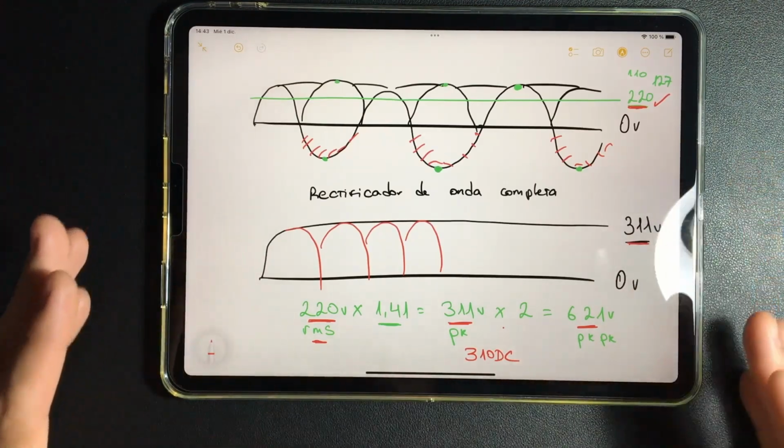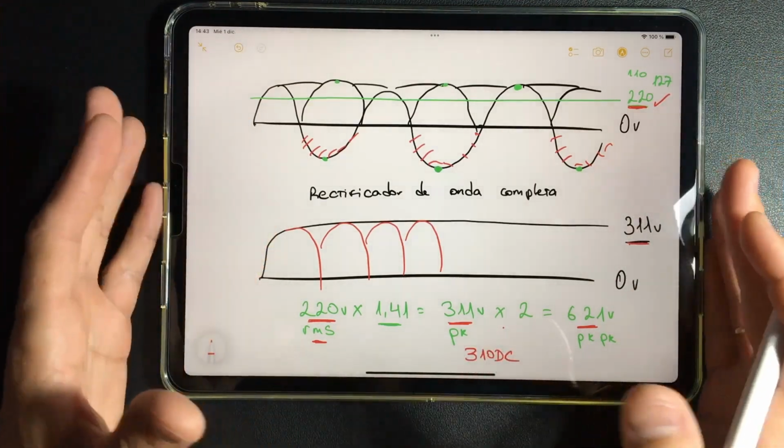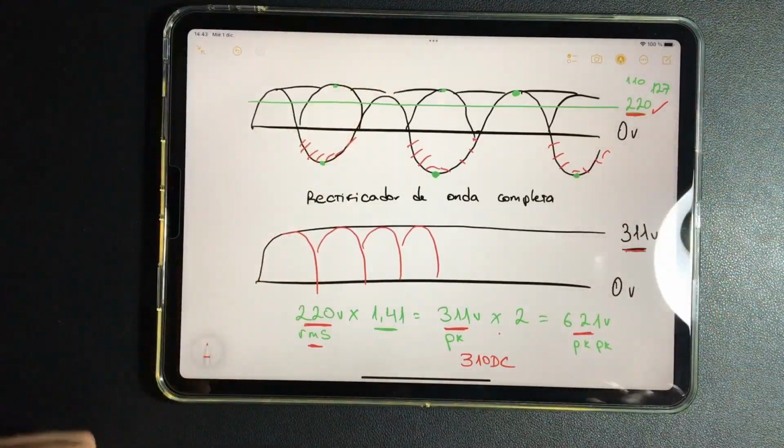Now we will leave theoretical explanations and drawings aside, and we will move on to make measurements with the oscilloscope.